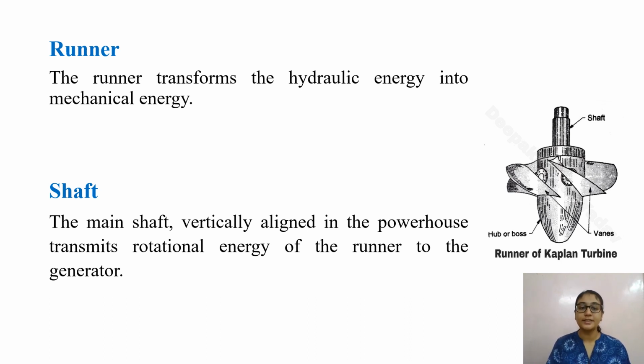The runner is designed to withstand the forces due to runaway speeds and to support its weight and the weight of the main shaft when the latter is disconnected from the generator. The main shaft, vertically aligned in the powerhouse, transmits rotational energy of the runner to the generator. The shaft is designed to operate safely in combination with the generator shaft without any detrimental vibration or objectionable distortion.